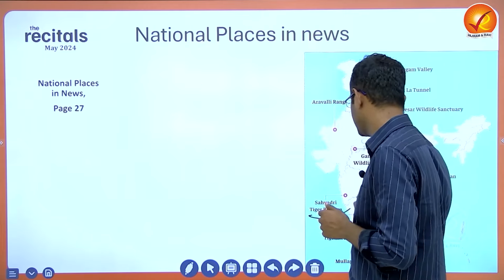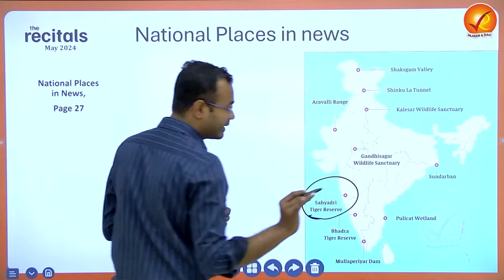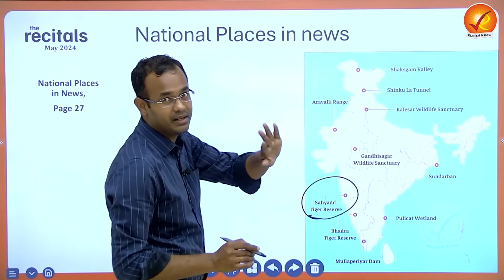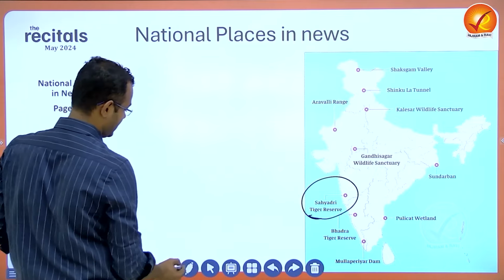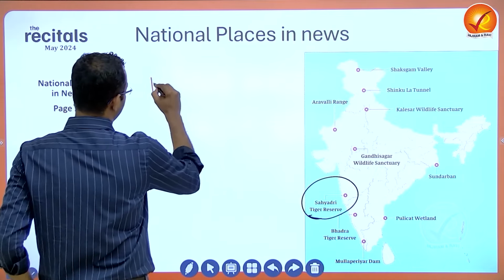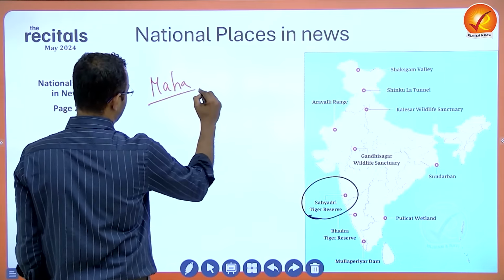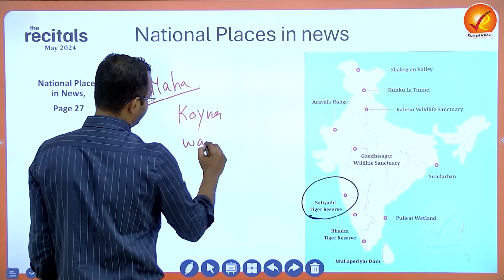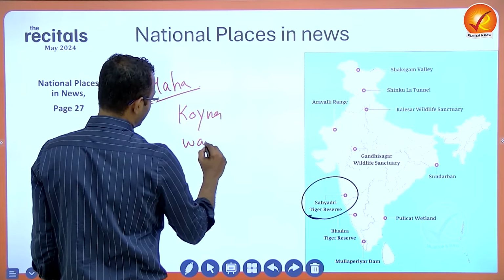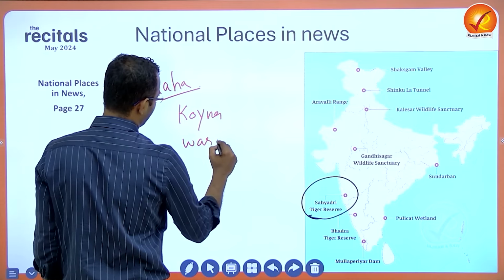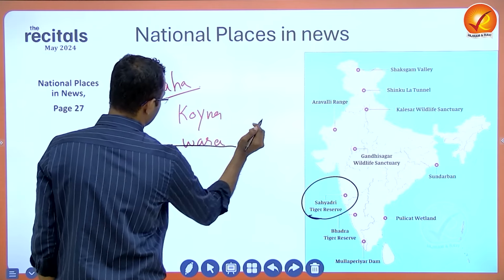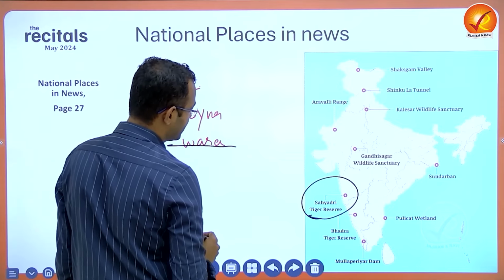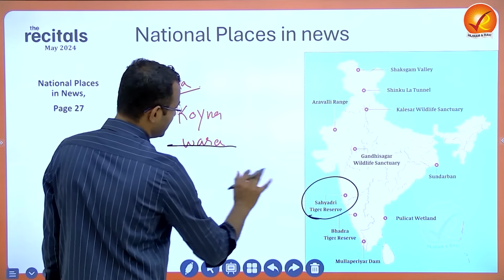Moving to the next tiger reserve, Sahyadri Tiger Reserve. Most of the time, knowing the river and the location will be sufficient for the preliminary stage. Sahyadri Tiger Reserve is present in Maharashtra. We have the rivers Koyna and Vara. I'm not sure of the spelling. Koyna and Vara rivers are present with respect to Sahyadri Tiger Reserve. It is present in Maharashtra.